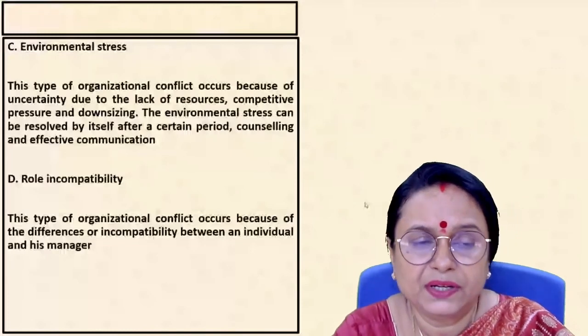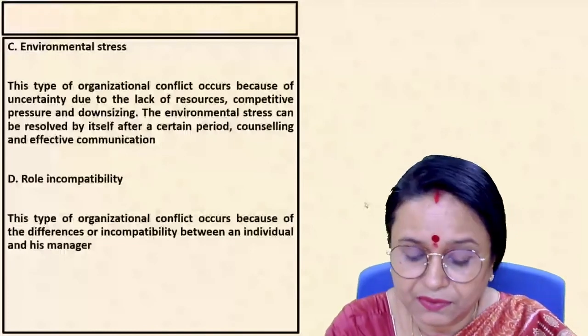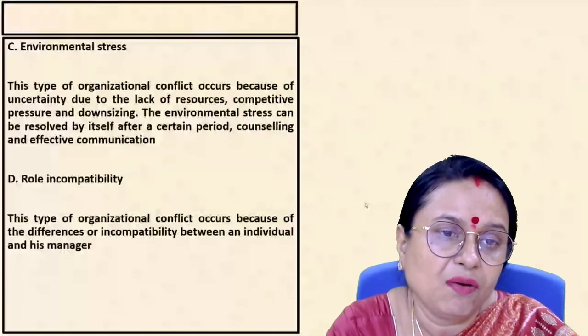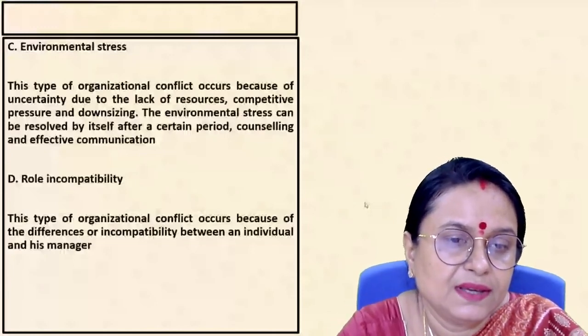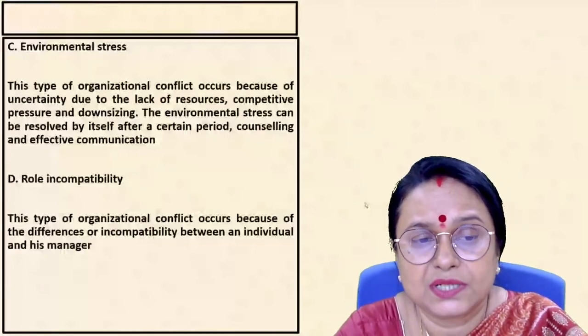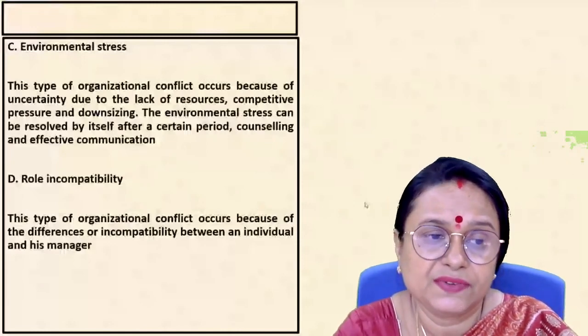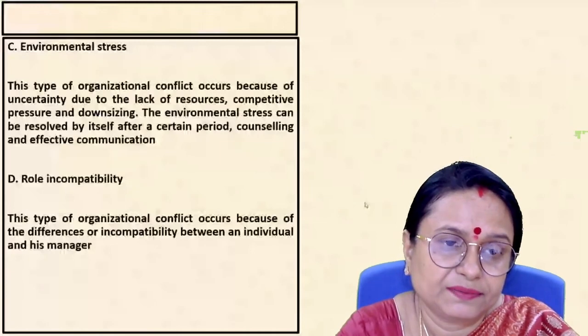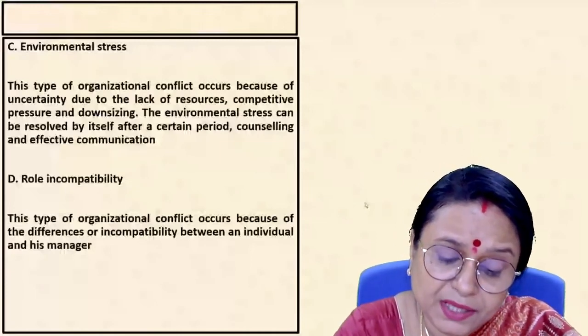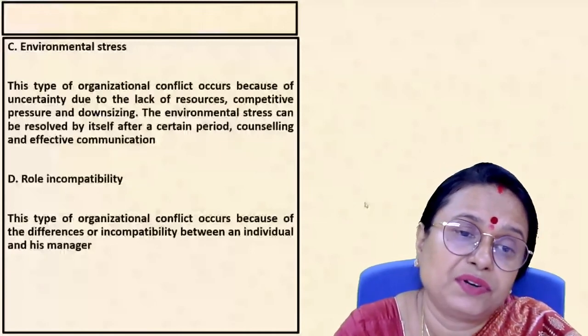Then another type of interpersonal conflict is role incompatibility. This type of conflict occurs because of the differences or incompatibility between an individual and his manager. Incompatibility between boss and subordinate.